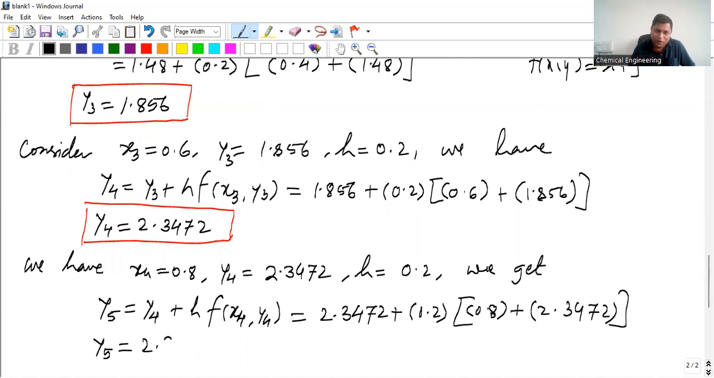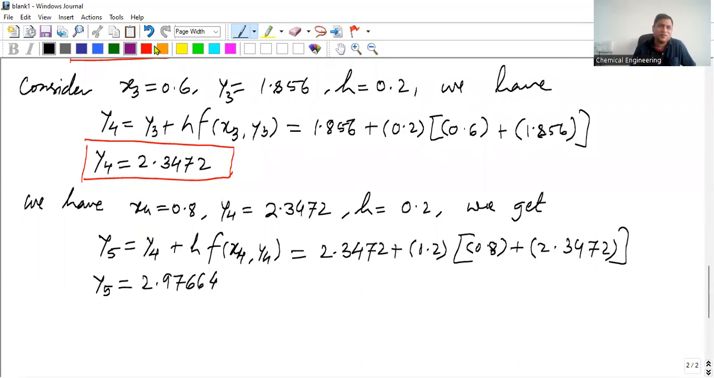Okay, so can you get y5? 2.97664. Any more digits, or is that sufficient? Please check that all of you are calculating and getting the same value. If there is any difference, you need to tell me.